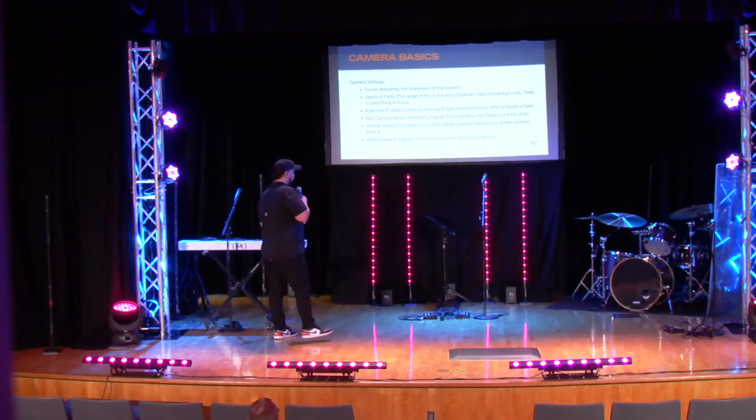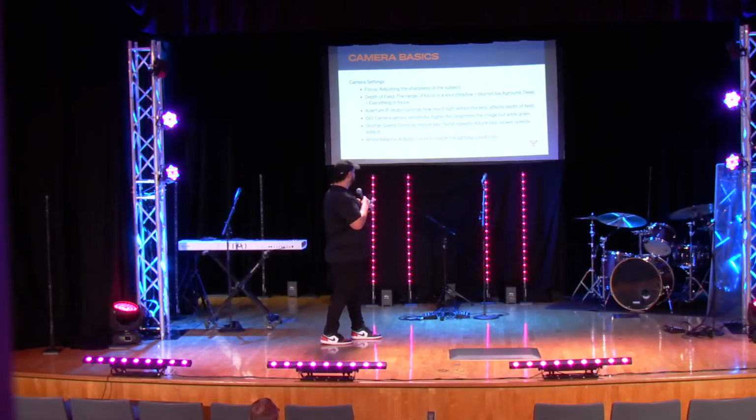Shutter speed controls the motion. Faster speeds reduce blur. Slower speeds add blur.